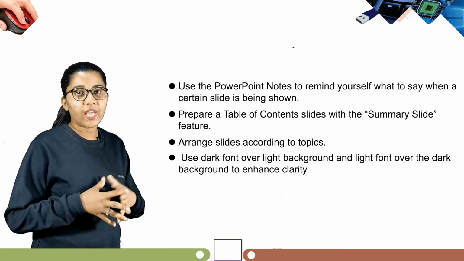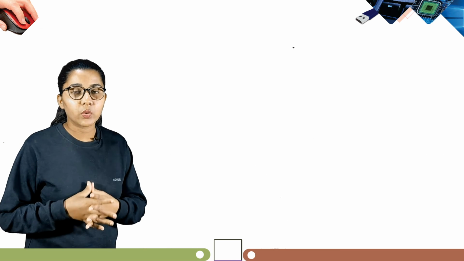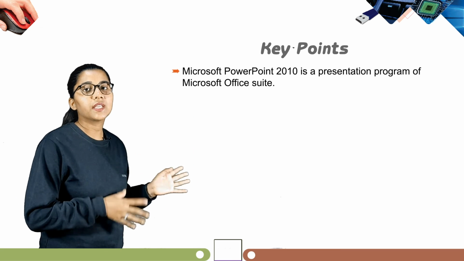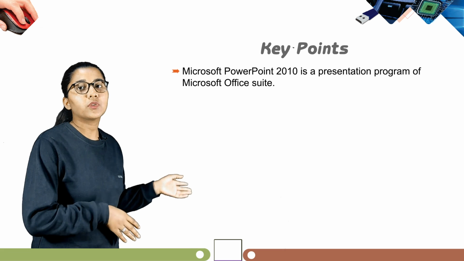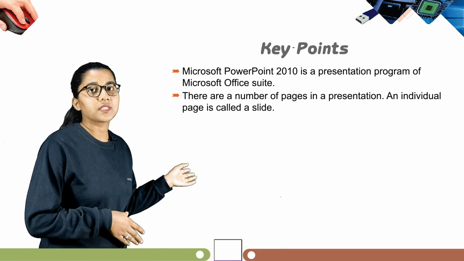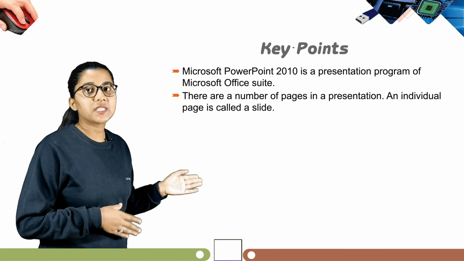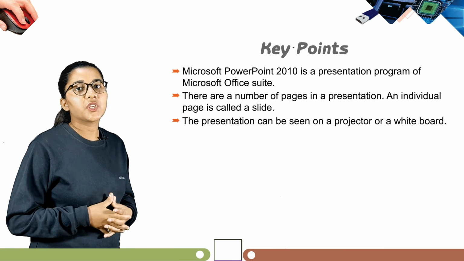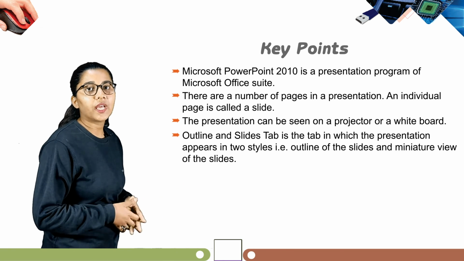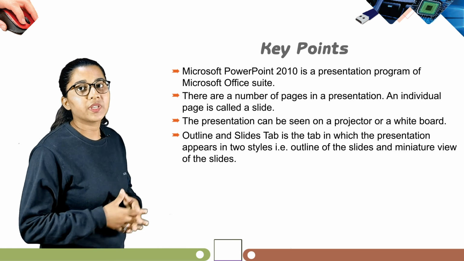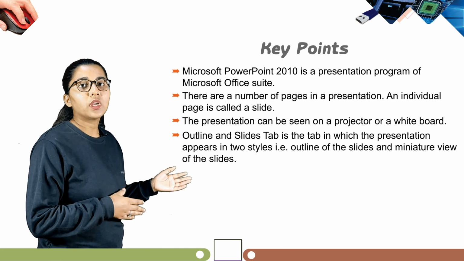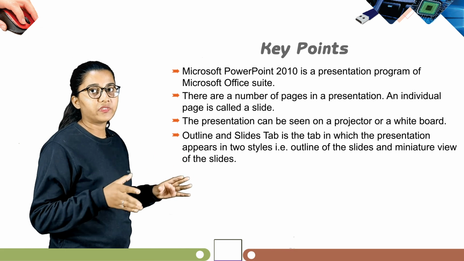So students, what we have learned in this chapter, let's have a quick look on some key points. Microsoft PowerPoint 2010 is a presentation program of Microsoft Office suite. Next, there are number of pages in a presentation. An individual page is called a slide. The presentation can be seen on a projector or a whiteboard. The outline and slides tab is the tab in which the presentation appears in two styles, that is, outline of the slides and miniature view of the slides.